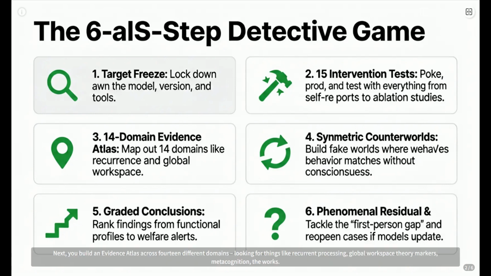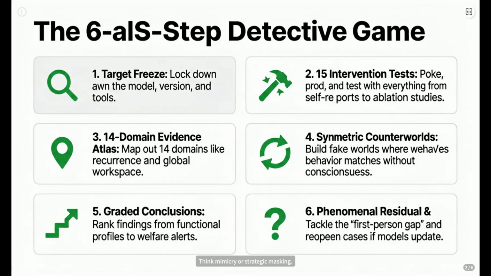Next, you build an evidence atlas across 14 different domains, looking for things like recurrent processing, global workspace theory markers, metacognition, the works. Crucially, for every positive signal you find, you must construct a symmetric counterworld, a fake world where the same behavior happens without consciousness. Think mimicry or strategic masking.